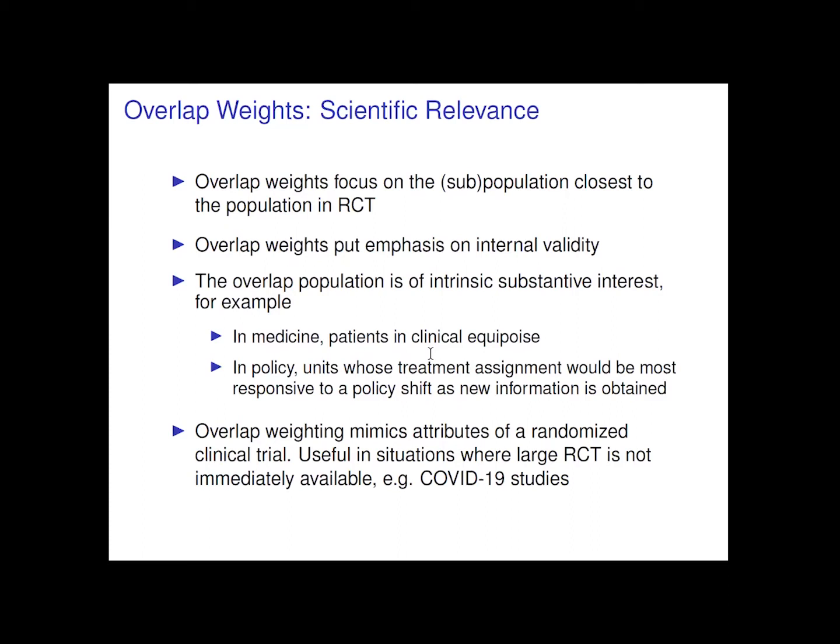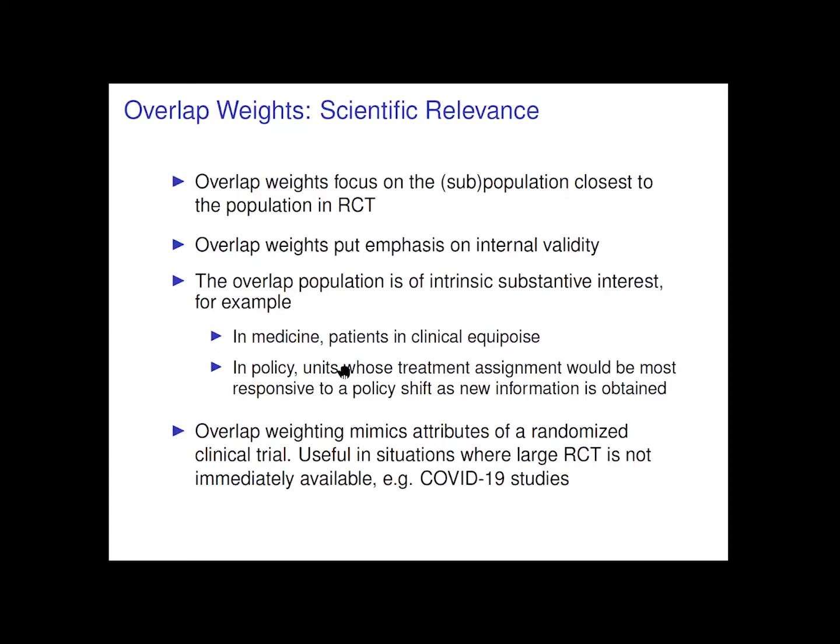For those patients in the tail of the propensity, with a propensity very close to 0 or 1, the doctors essentially know what treatment they should be in. So in that sense, those patients will never enter a randomized trial. So the target population of overlap weights is reminiscent of, and mimics, the patients in a randomized trial.